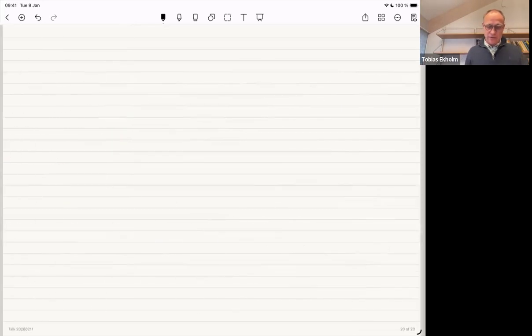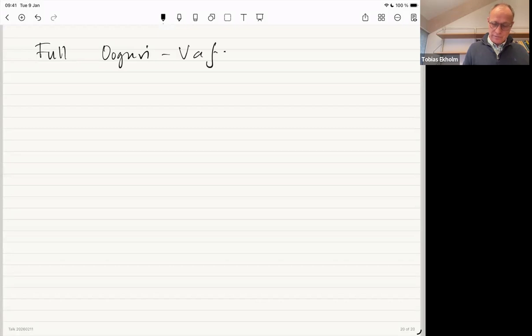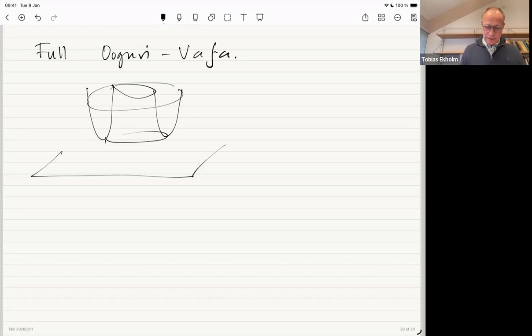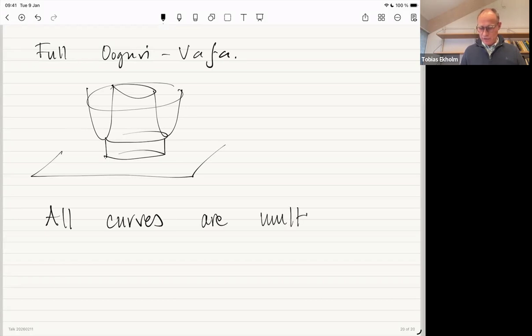So, full Gopakumar-Vafa. What one first can show is that in this case, we want to do the same thing. And one can show that all curves are multiple covers of this annulus.